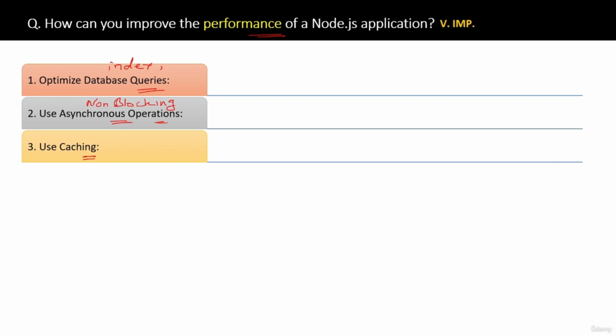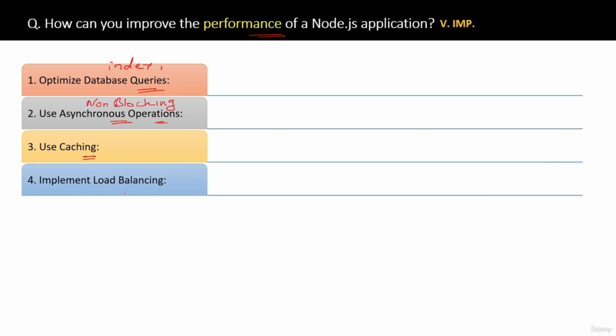Okay, fourth technique is to implement load balancing. Load balancing means if millions and millions of requests are coming to your Node API server for the data, then distribute those incoming requests across multiple instances of the application. So create multiple instances, and if required, multiple servers also for the same application.